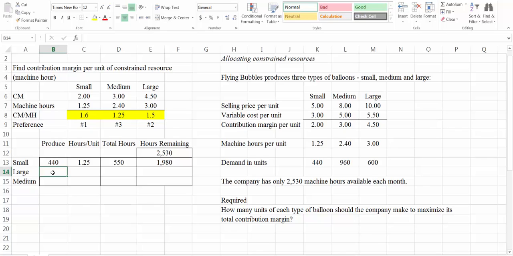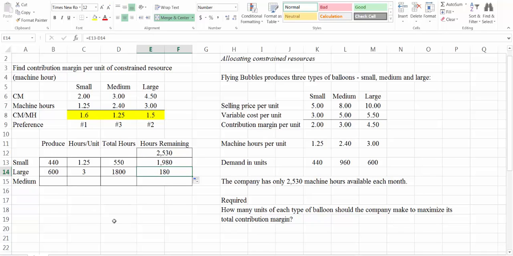Next most profitable are the large balloons. Our demand for large balloons up over here is 600 units per month. So we're going to produce 600 units of large balloons. Each unit uses 3 machine hours. So that means that we're going to use up 1,800 machine hours, 600 times 3. We only had 1,980. We're using up 1,800. So now we're left with 180 hours to make medium balloons.